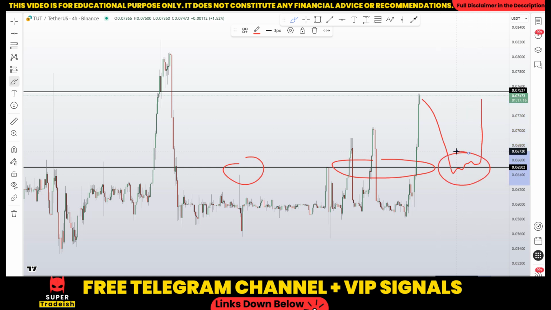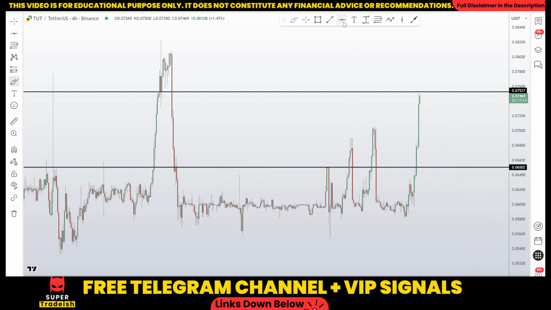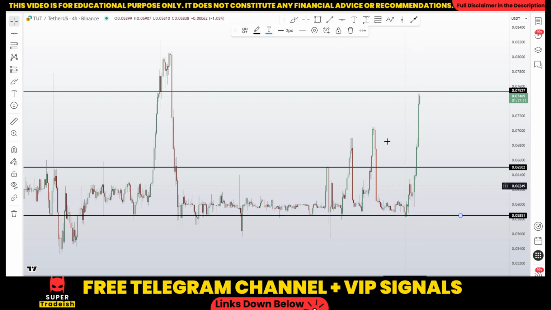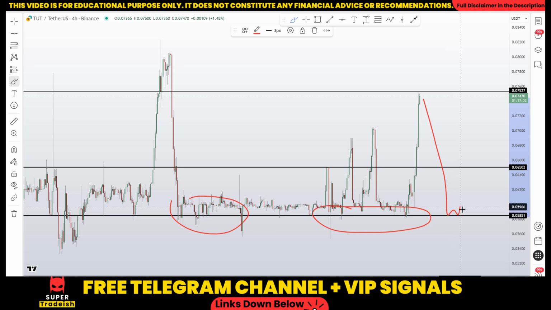Very important. Another level that I'm interested in buying is right here at around 0.05851. We have a nice area of support and resistance. So if you see price dipping down to that level, watch out for signs of reversal before buying right here.